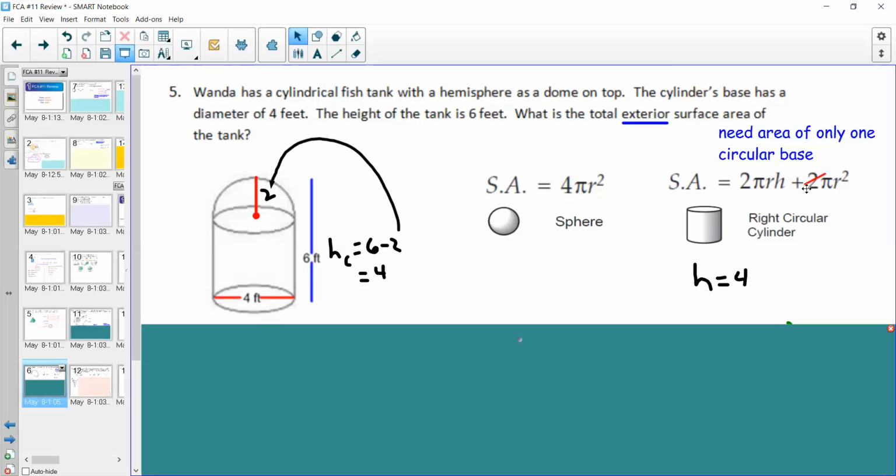Okay. So again, if we need the radius of the sphere, that's not given directly. But if we recognize that this circular base has a diameter of 4, and that diameter has to be the same as the diameter of the sphere, then the radius of that sphere is 2, so that gives me 2 here and then 4 here. The height of the cylinder is 4 feet. Does that make sense? Are you guys with me?